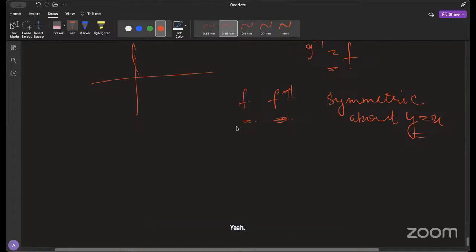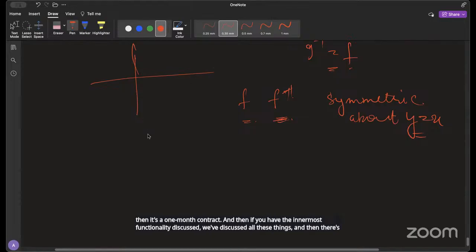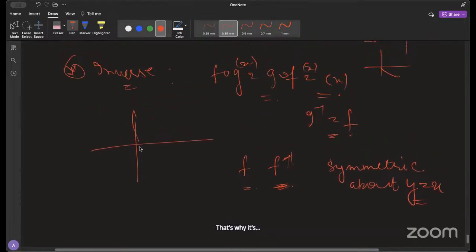Yeah, ma'am. So we have some results, like, as you said, if we have a square root, we can directly say that it's a one-one function. What other results do we have like that so that we can just see and say it's a one-one function? One thing is compositions. When you have a composition of a lot of functions and all of them are one-one functions, then it's a one-one function. And then if you have the innermost function, as we've discussed, that's why the graphing helps a lot.